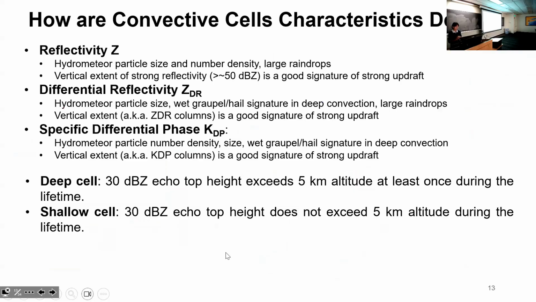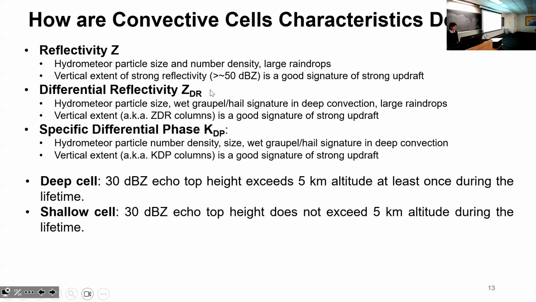Here I'd like to present how convective cell characteristics are defined. I listed the radar parameters used to characterize convective cells. The first one is radar reflectivity, Z. Reflectivity is sensitive to hydrometeor particle size and also number density. Particularly, this is very sensitive to large raindrops. Vertical extent of strong reflectivity, let's say 50 dBZ, is a good signature of strong updraft.